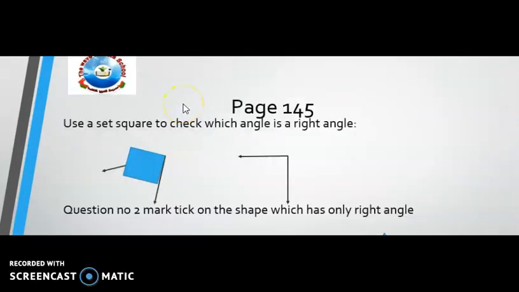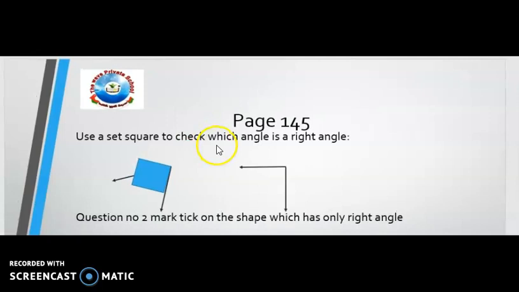Now grade 3, this is question number 1 on page number 145. They said use a set square to check which angle is a right angle. You can choose the paper measurement instrument that we have made before. You can use this to check which is a right angle. First of all, you have to choose, like this, I'm starting to measure this side.